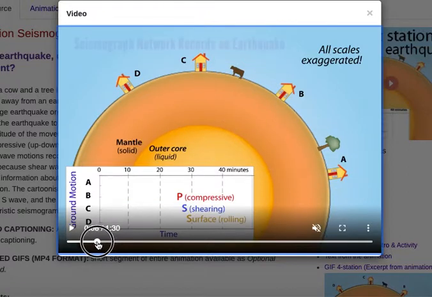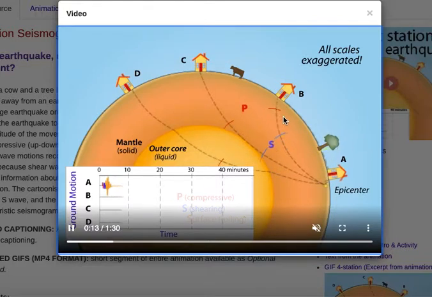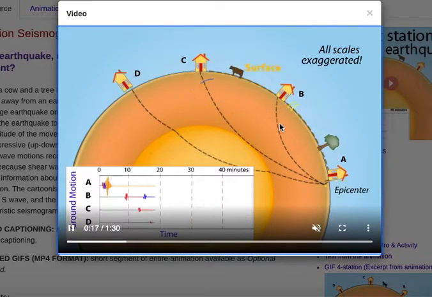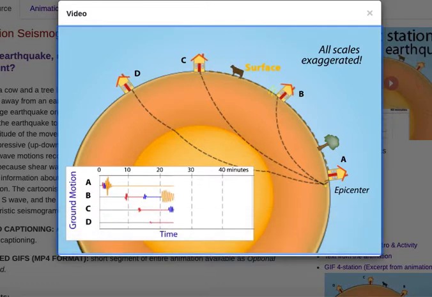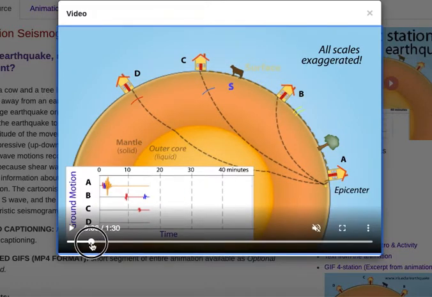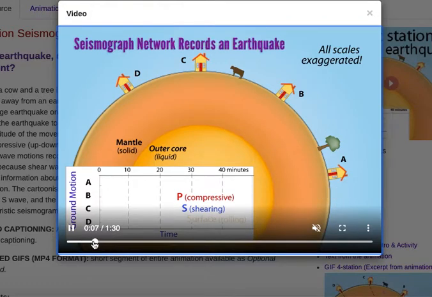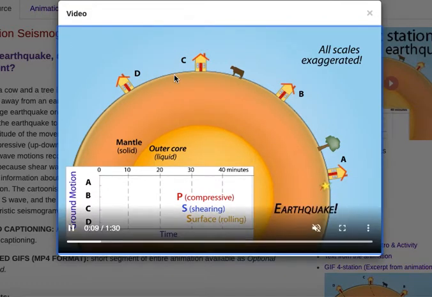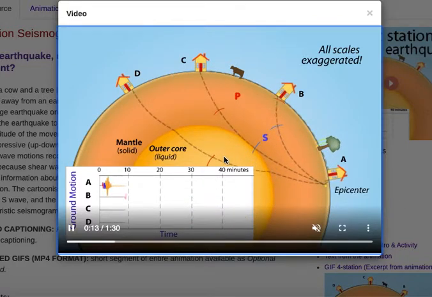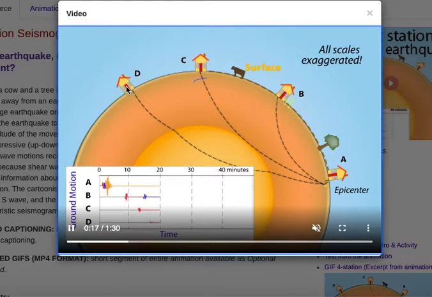Okay, so now I'm going to back it up and let's look at house B. House B is just now getting hit with primary, now secondary, and now surface. Okay, let's look at D, because that's going to be the most exaggerated. So here comes the primary on D. There's the primary.